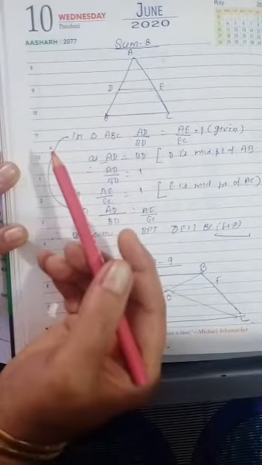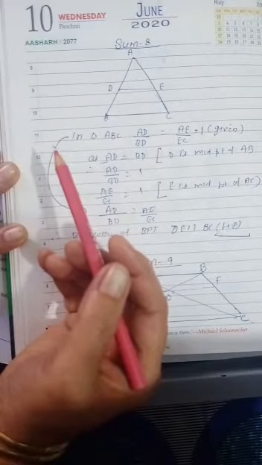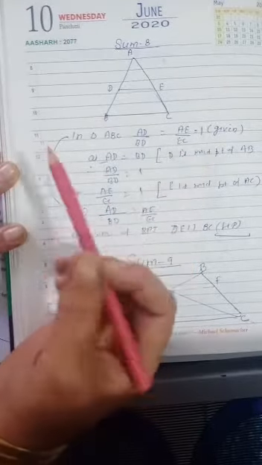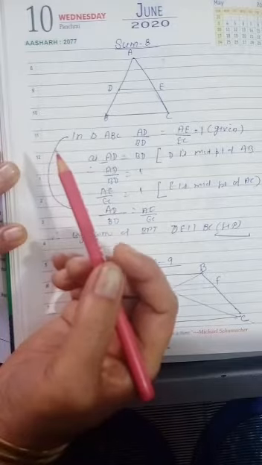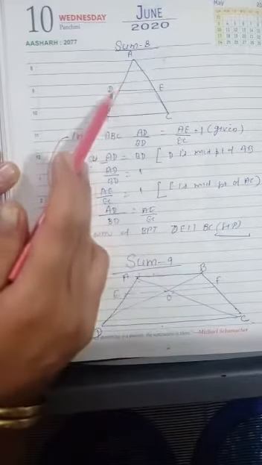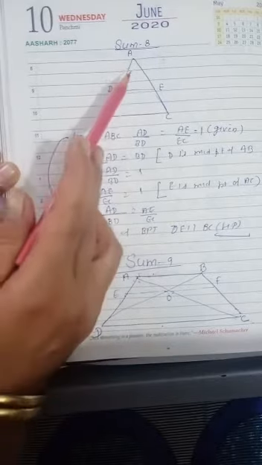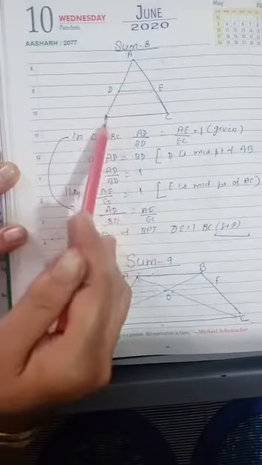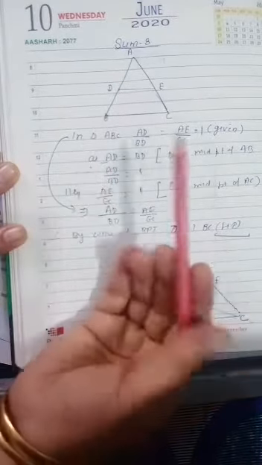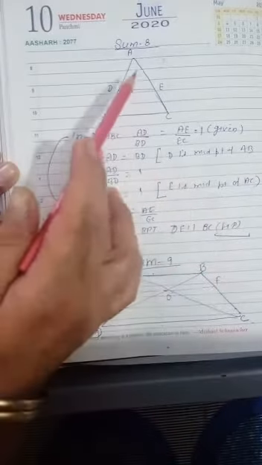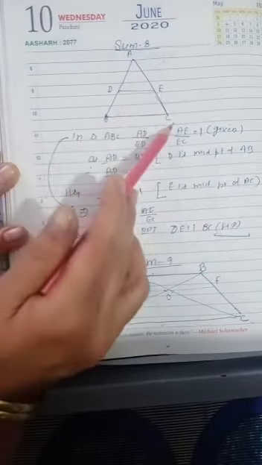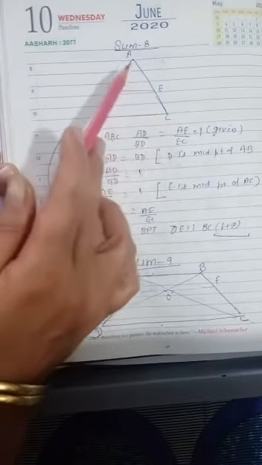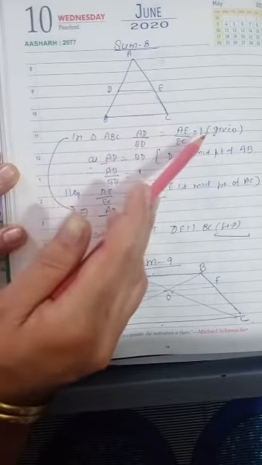If the ratio of two sides is equal, then by the converse of BPT we can say the line is parallel. We have done this in the second sum, 6.2. Keep it in mind, the same we will apply here. As D is the midpoint of AB, can I say AD is equal to BD? It means AD upon BD is equal to 1, because at a midpoint both parts are equal. In the same way, if E is the midpoint of AC, can I say AE is equal to EC? When AE is equal to EC, AE upon EC is equal to 1.